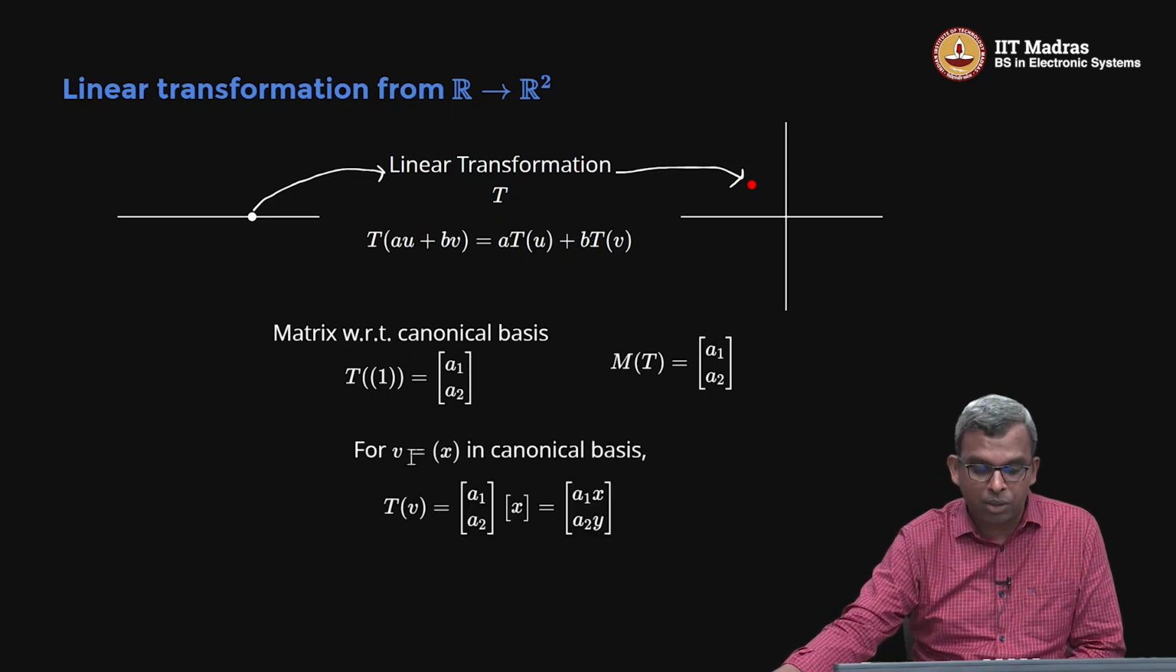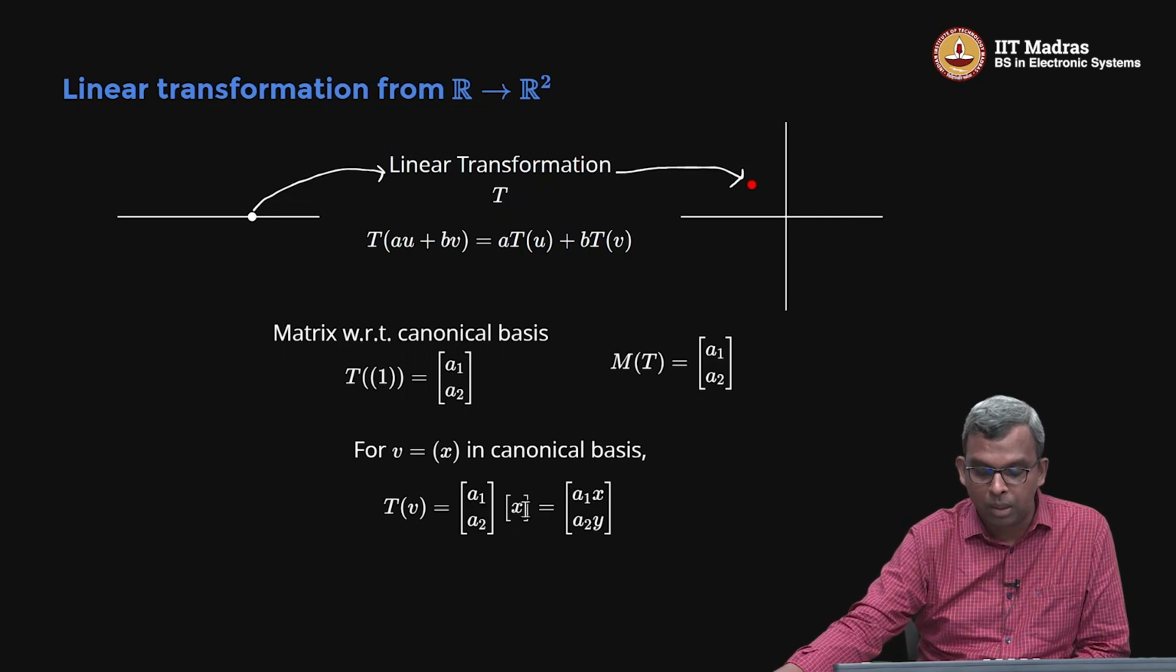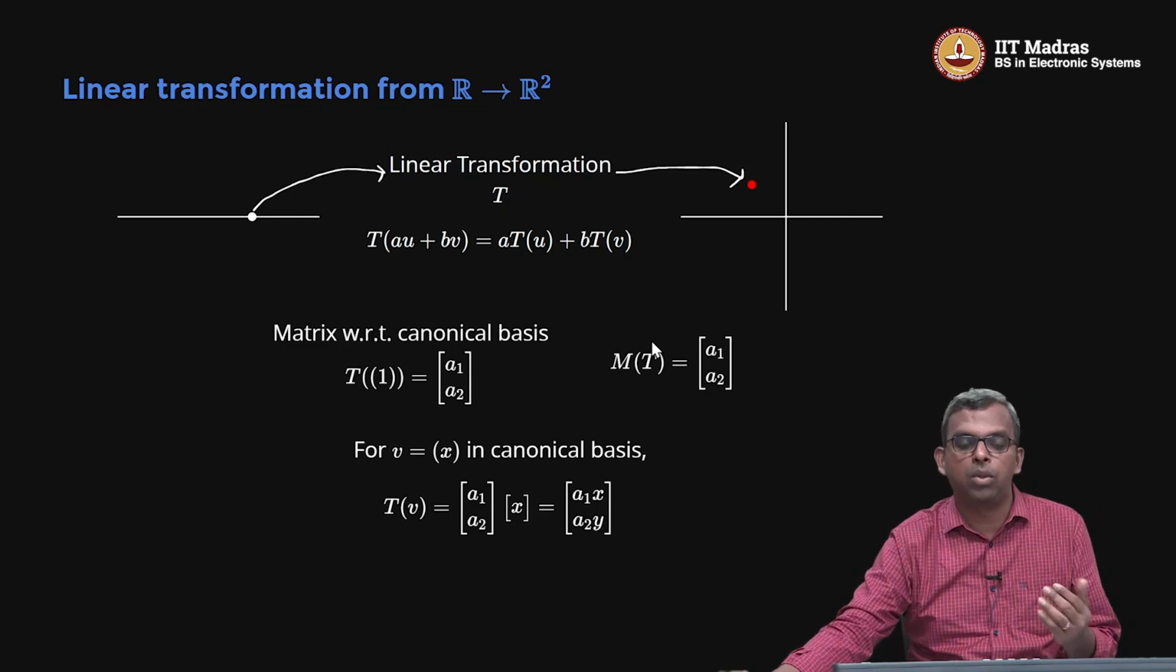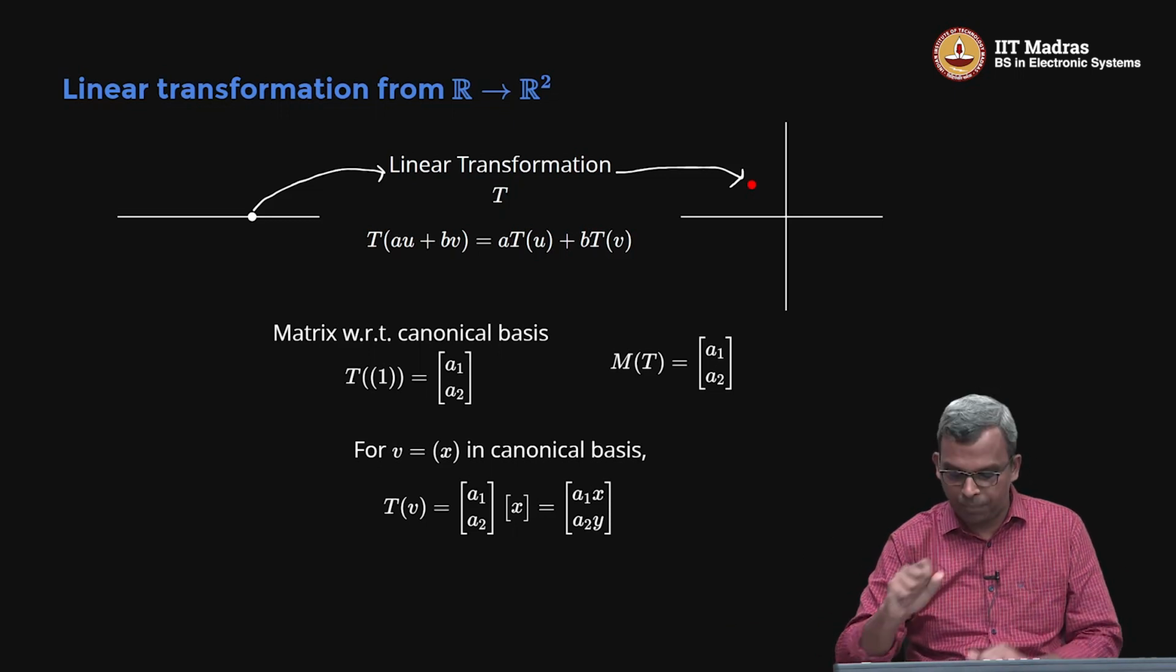What happens for an arbitrary vector V equals x on the real line? It multiplies the 2 cross 1 matrix to give you (A1x, A2x). I hope that's clear. So a 2 cross 1 matrix represents a transformation from R to R2, and a 1 cross 2 matrix represents a transformation from R2 to R. These are transformations which change dimension.